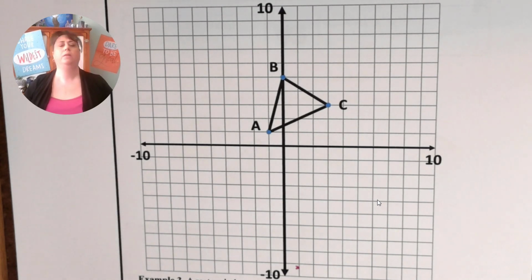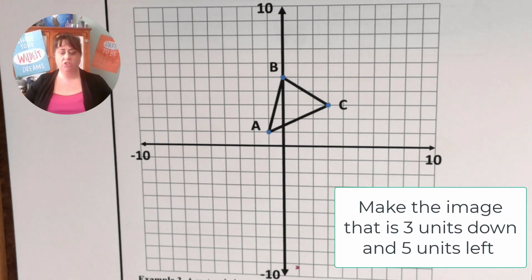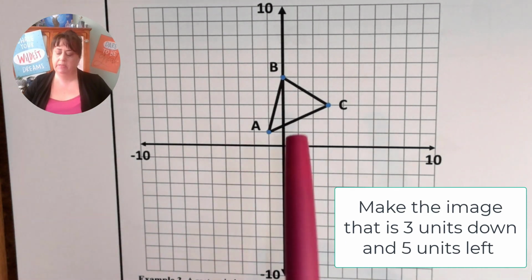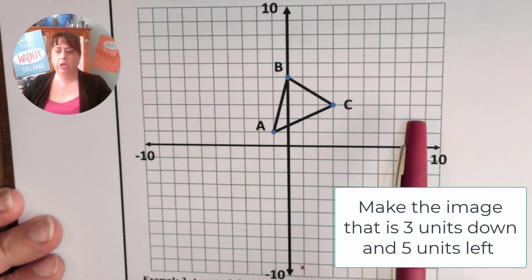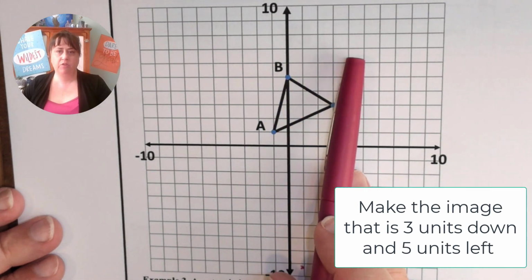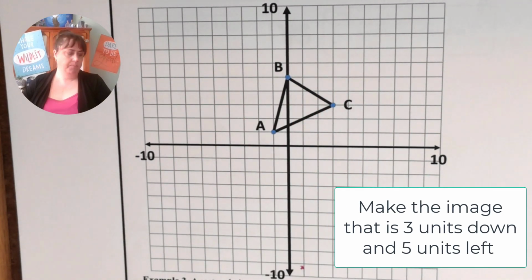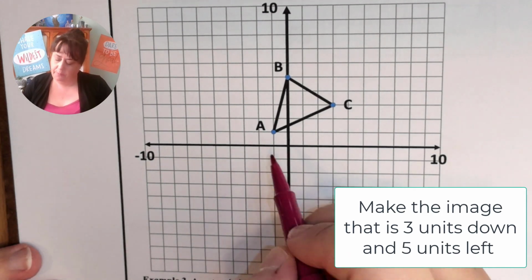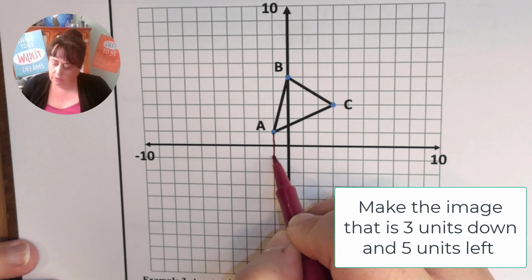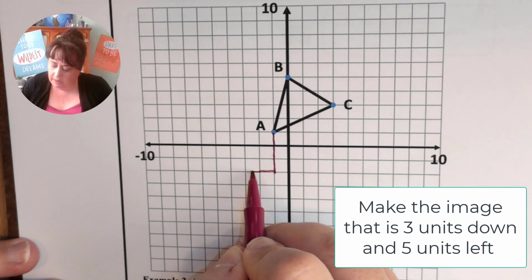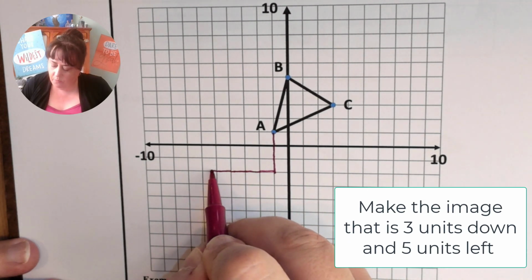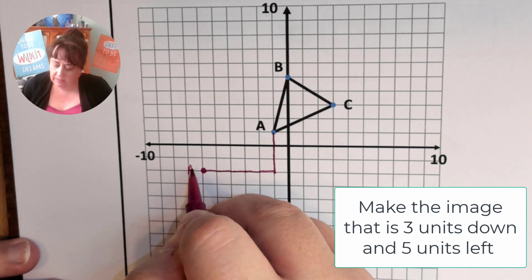So let's do this one completely without the tracing paper. So make sure you have your straight edge, and let's go ahead and do this. But this time we're going to do it without the tracing paper. We need to do 3 units down and 5 units left. So from A, we're going to do 3 units down, 1, 2, 3, and 5 units left. 1, 2, 3, 4, 5. And this is A prime.